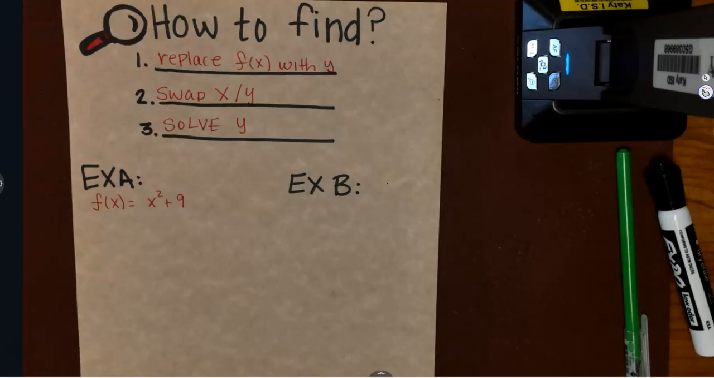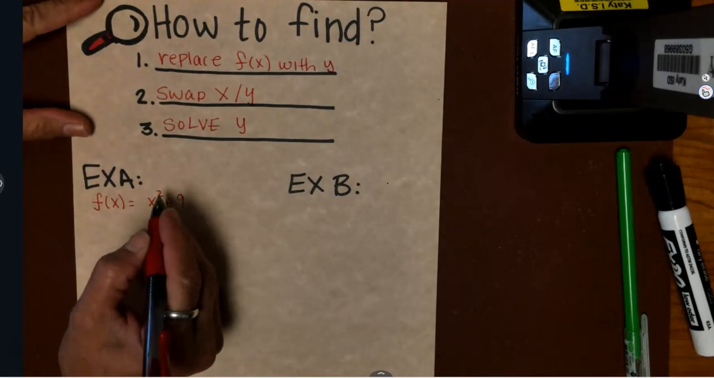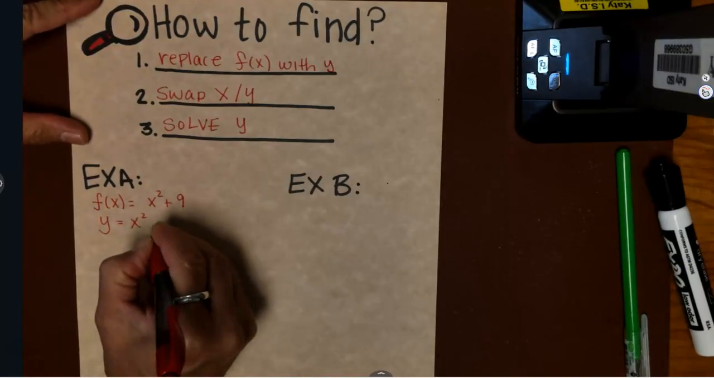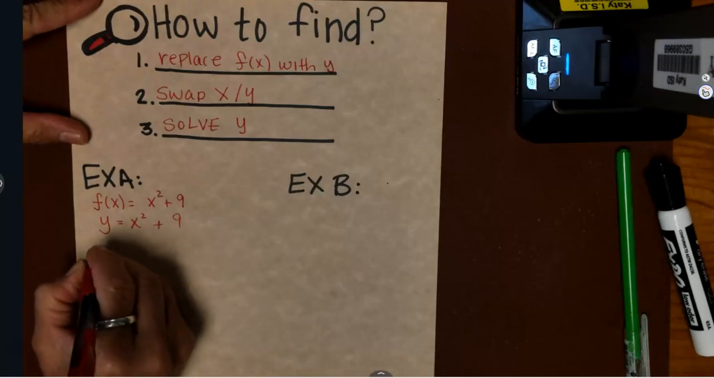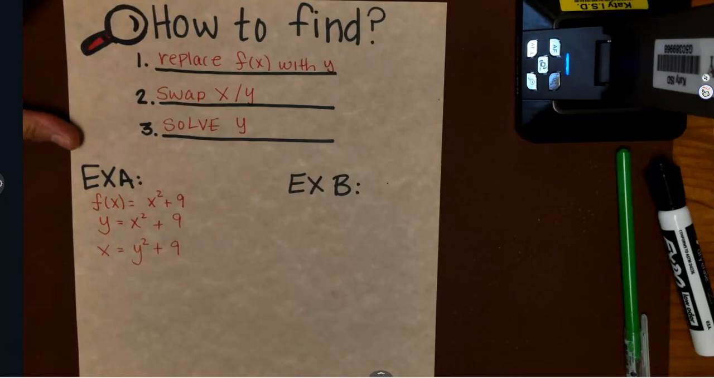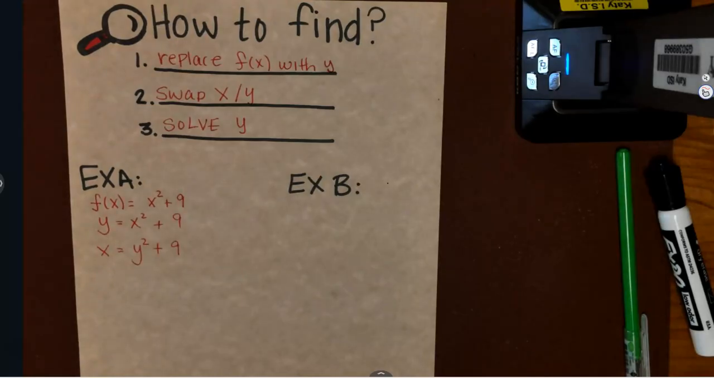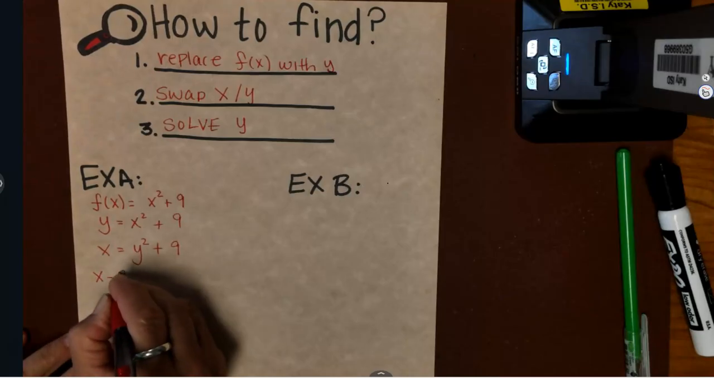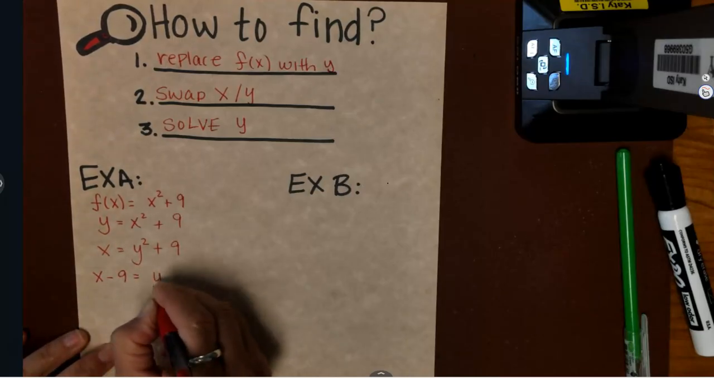We're going to use f raised to the negative first power. All right, let's do our job. Step 1. Step 2. Step 3, solve for y. Move the 9 over. Look.